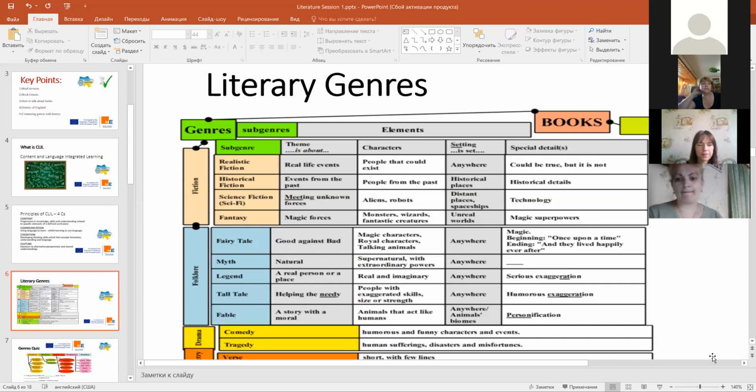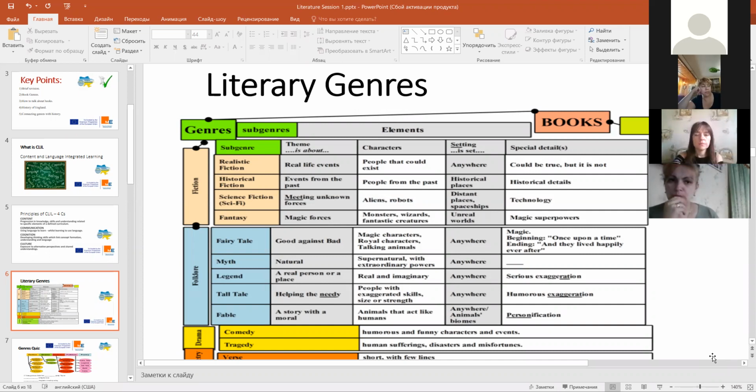The theme is helping the needy. What about characters? They are people with exaggerated skills, size, or strengths. Settings can be anywhere. And special details, you said humorous exaggeration. Yeah, and usually it's a humorous exaggeration. Tall tales were really born in the US during the frontier times when they were settling the frontier.